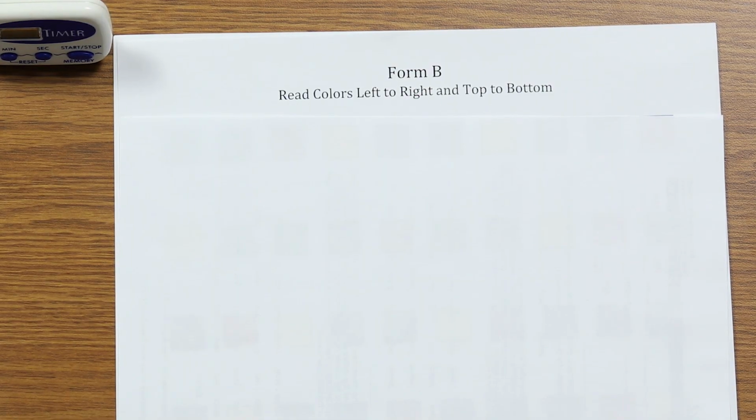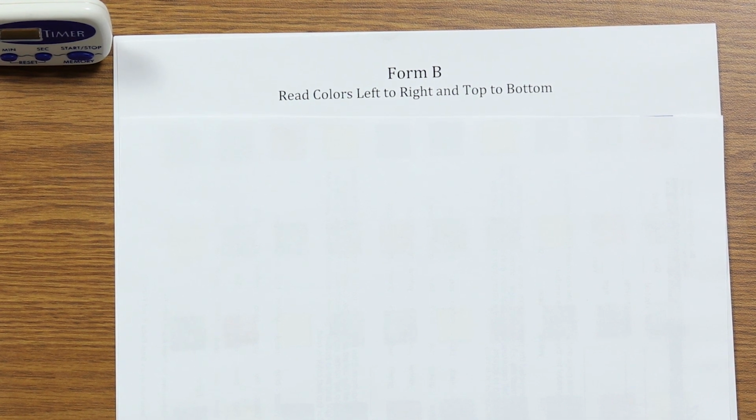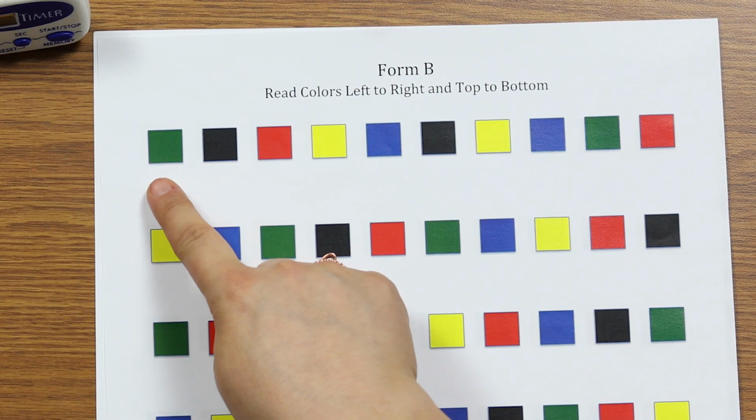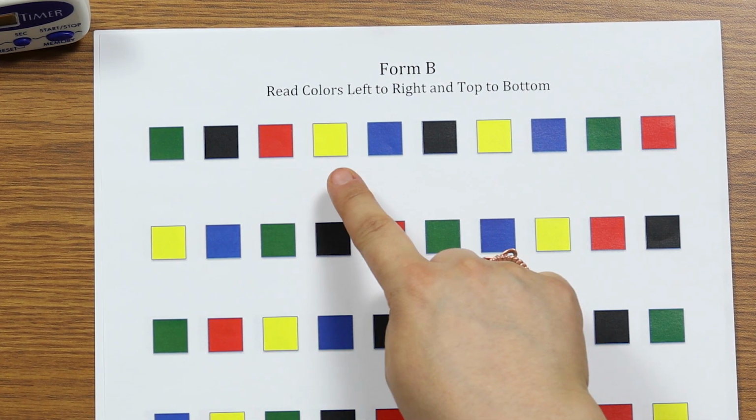Do not show the student the color portion of the form. Use an extra sheet of paper to cover the colors. Now we will name all the colors on this page. Please read left to right, top to bottom, as quickly as you can. You may begin. Green, black, red, yellow.